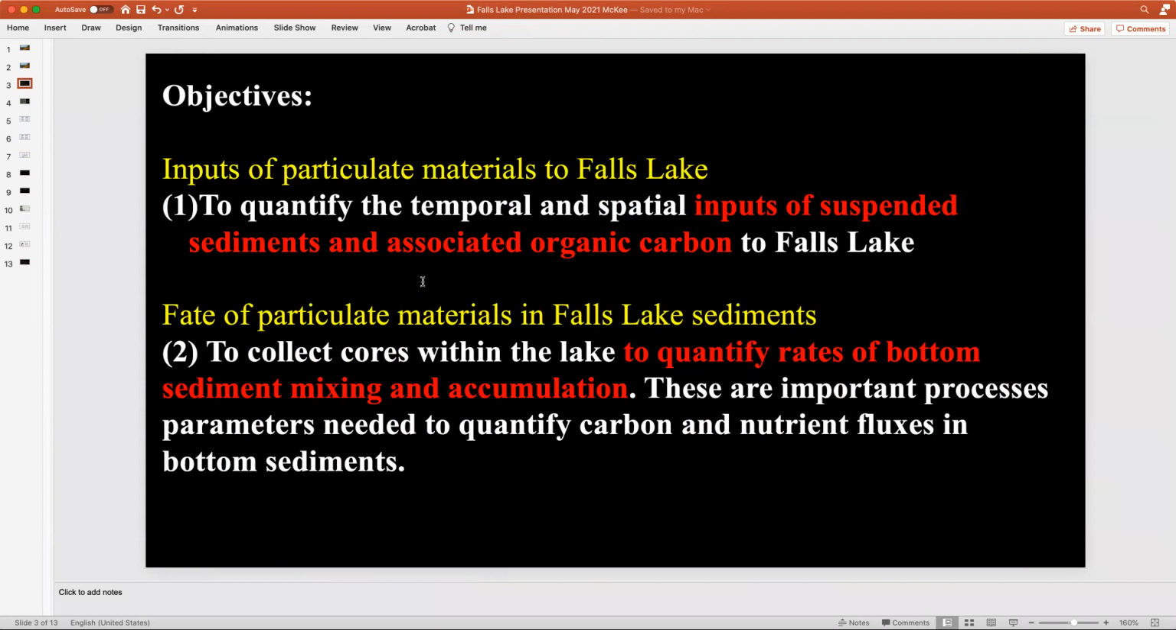There are a couple of objectives here. One has to do with the inputs of particulate material to Falls Lake, and the second one has to do with the fate of materials within Falls Lake in the sediments. The first objective is to quantify the temporal and spatial inputs of suspended sediments and associated organic carbon at tributaries into Falls Lake. And the second is to collect cores within the lake to quantify rates of bottom sediment mixing and accumulation. These important process parameters, mixing and accumulation, are needed to quantify carbon and nutrient fluxes in bottom sediments.